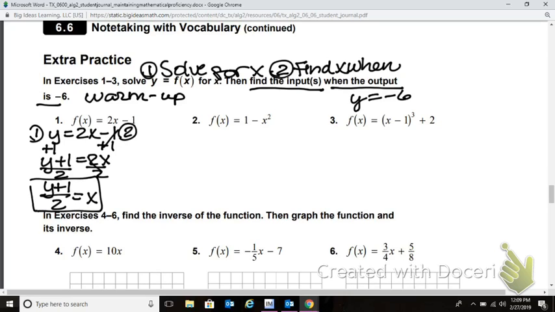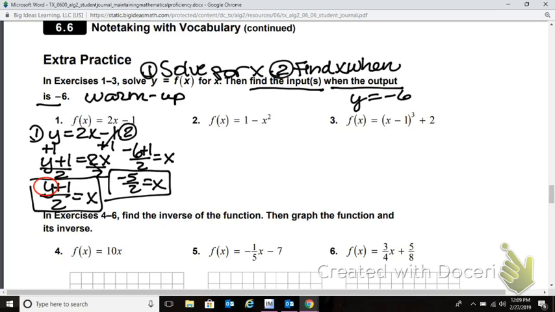Step 2 means we're going to substitute -6 for y. So this y right here, we're going to substitute a -6. So that will go -6 plus 1 over 2 equals x. If we simplify, we'll get -5/2 equals x.